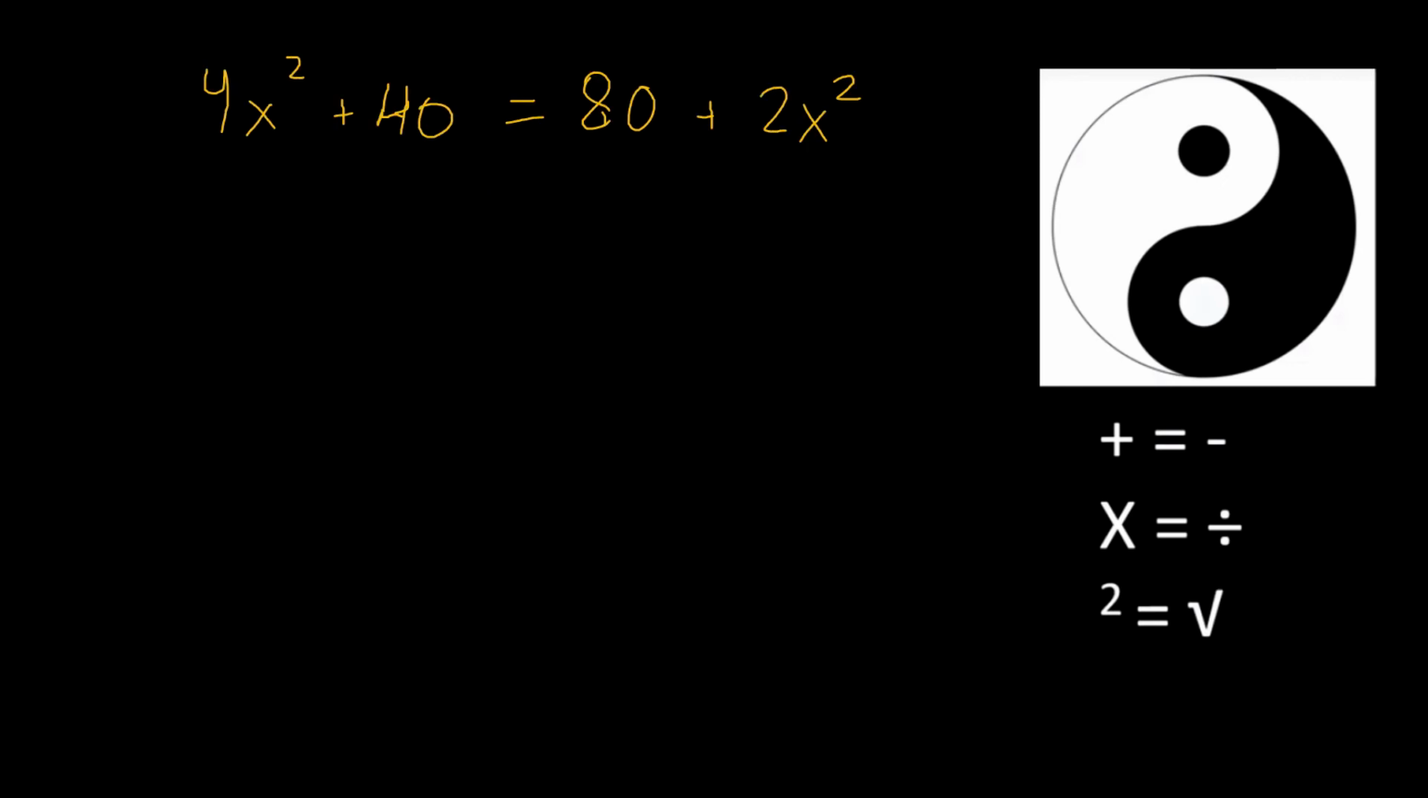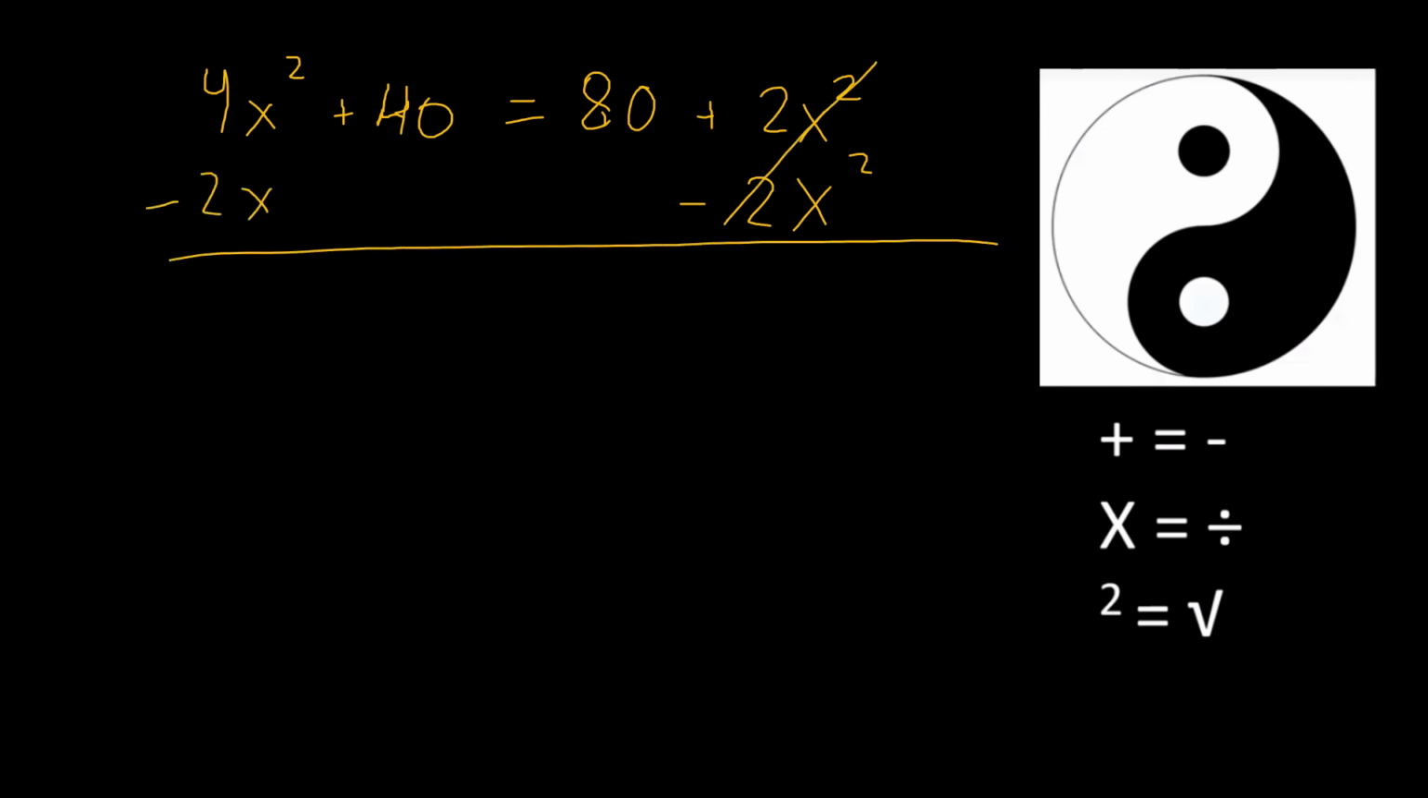Alright, so with this one, similar idea. So I want all the x's on one side, all the numbers on the next. So I want the x's to always be positive, so I'm going to subtract it from over here. And the like terms, they combine. Then I'm going to move this 40 over here. So now this cancels. So it'll be 2x squared equals 40.